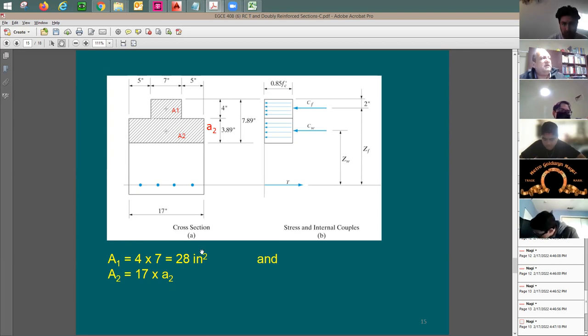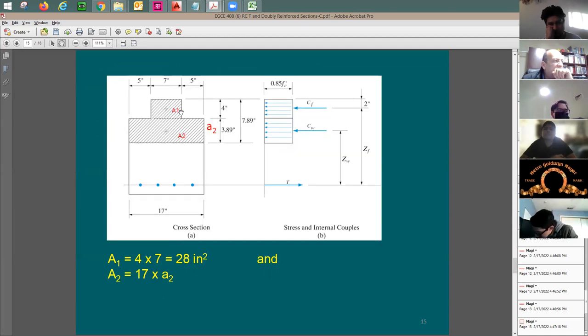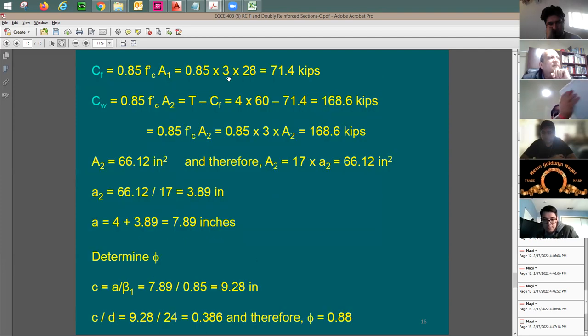I'm following the same steps I have used in the previous example. Compression force on the flange is going to be fixed. I have numerical value for it. It's going to be equal to 28 square inches, because this is here limited, 28 square inches times 0.85 F prime C. This is going to be the C in there, compression force in the flange.